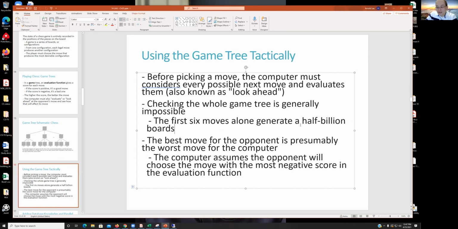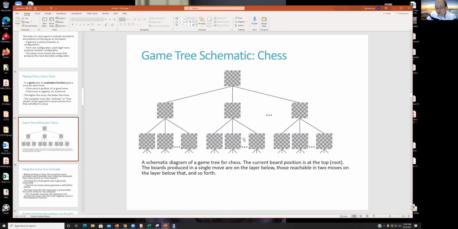So like I said, it's one of those things where you basically store this type of tree and then you're able to traverse it.